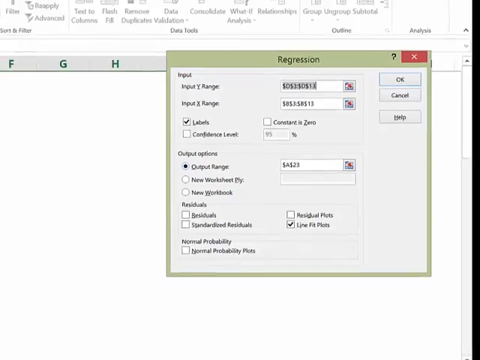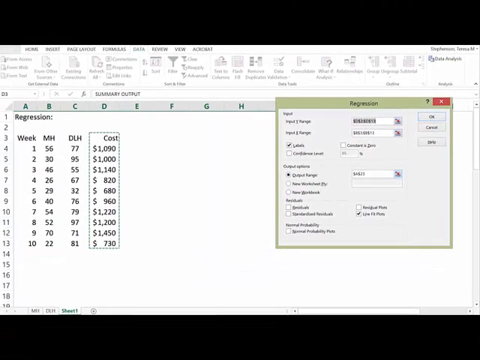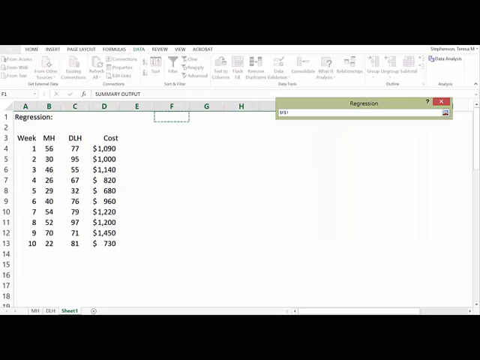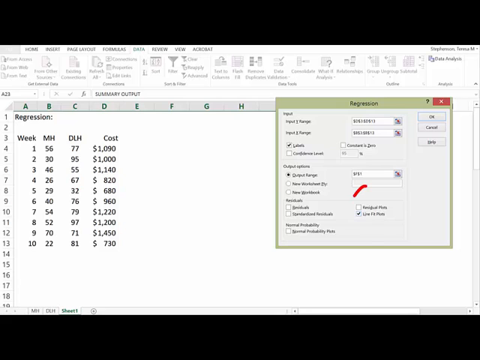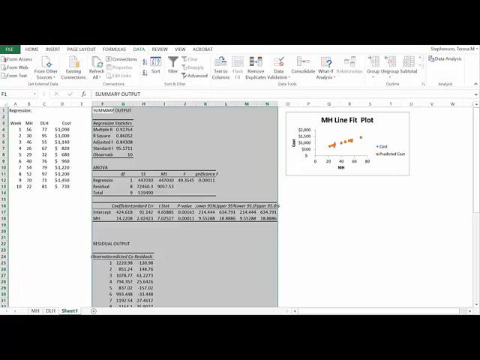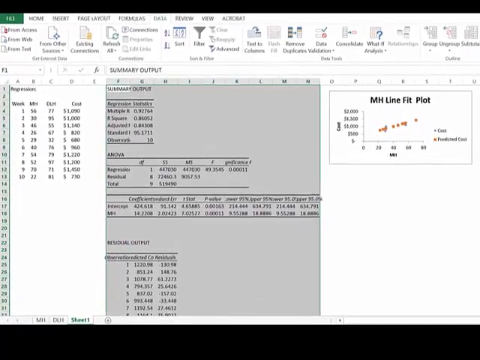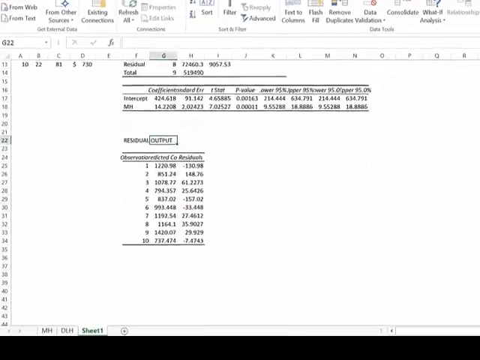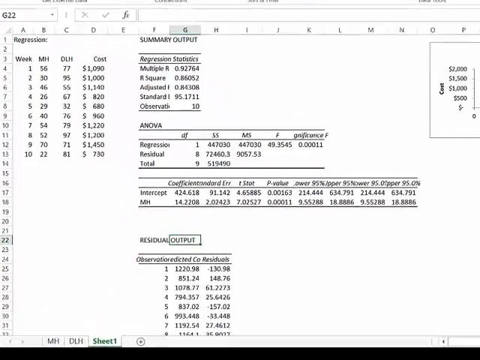I'm going to choose the output range in this box, and I'm going to tell it that I want the output range up here on F1, and we'll see what that does for us. And then I want to check line fit plots, and let's see what we get here. I hit OK. Here's our regression. This is exactly what we had before, but let's look at the residual output for a moment.